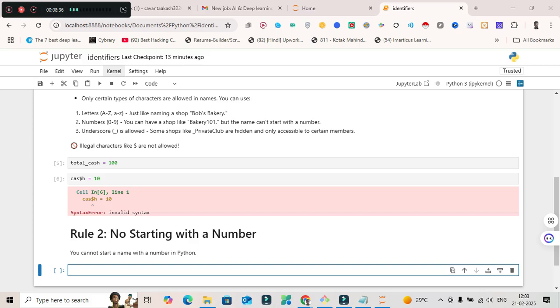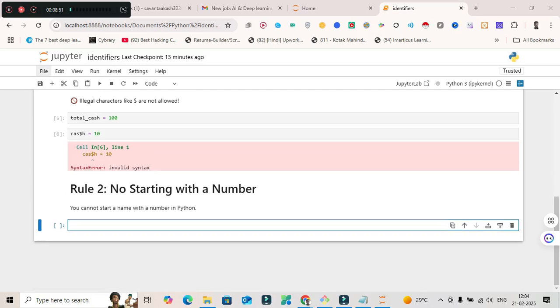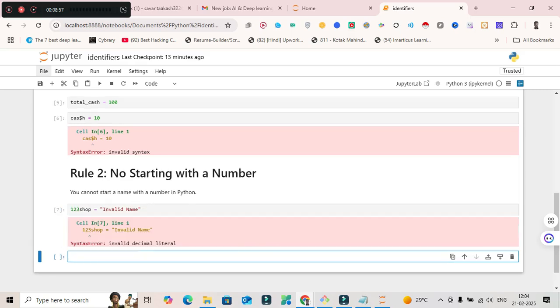So now rule number 2. In rule number 2, no starting with a number. In this particular thing, you have to understand that you cannot start a name with a number in Python. Okay, this is rule number 2. Let's say if I am trying to use something like this, it will not be able to take it. See here, I am getting this error.